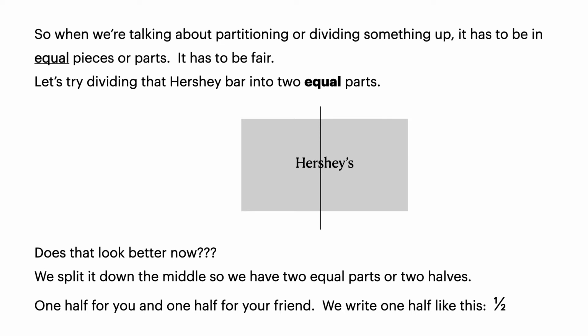Let's try dividing that Hershey bar into 2 equal parts. Does that look better now? We split it down the middle, so we have 2 equal parts or 2 halves. 1 half for you and 1 half for your friend. We write 1 half like this.